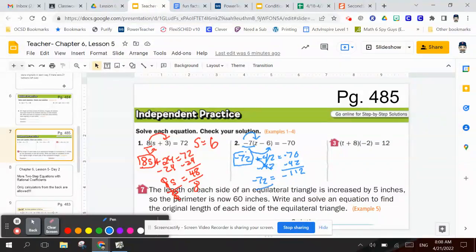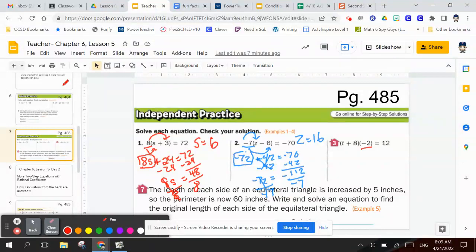So then I divide each of those by negative 7. And I get 112 divided by a negative 7 is negative 16. And 16 minus 6 is 10. 10 times negative 7 is negative 70. The last one, number 3.